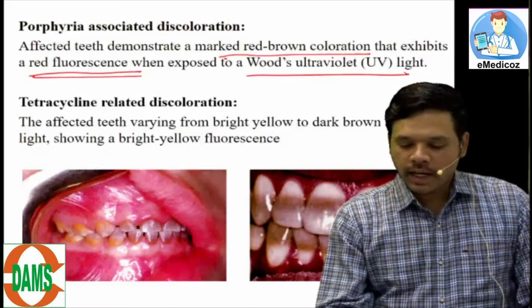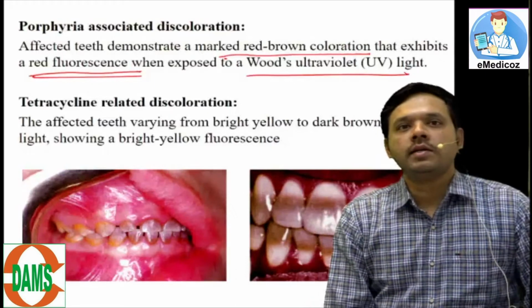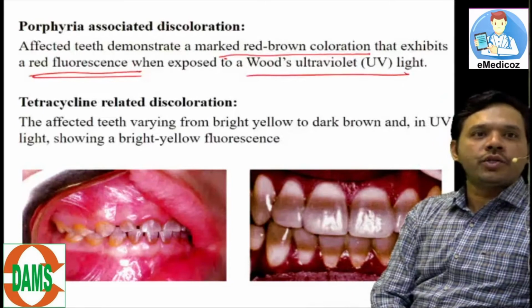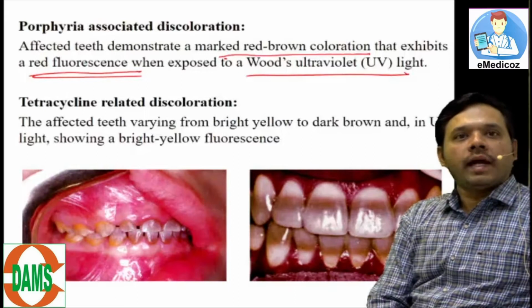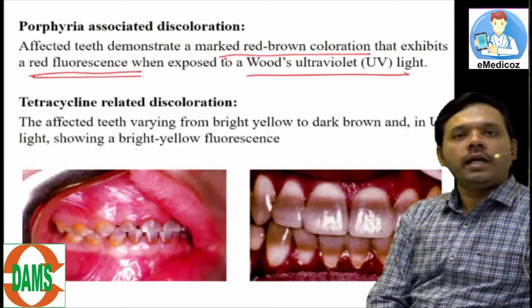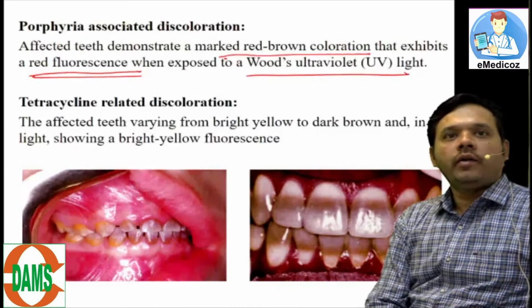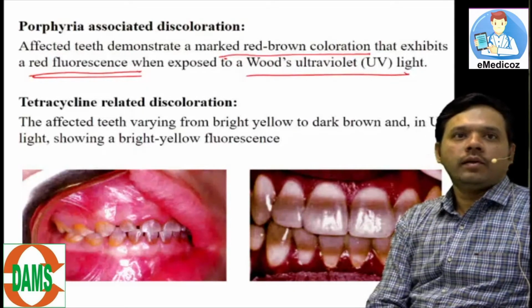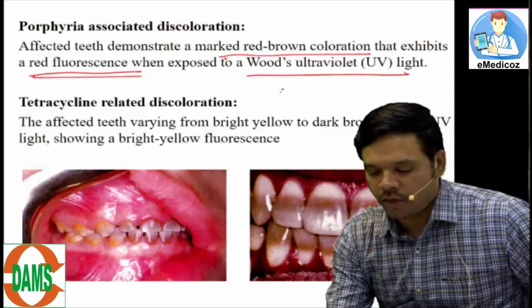Then what is tetracycline staining? What is the color that you will see in the tetracycline staining, if you see these images here. Now this is a classical tetracycline stain where there is yellowish discoloration, light yellowish discoloration. Sometimes it can be slightly brownish discoloration. Tetracycline is an antibiotic which has got a property of chelation. It forms a chelation with the calcium present in the inorganic component of the tooth, and it causes discoloration of the teeth. That is why tetracyclines are usually not given up to 8 years of age.